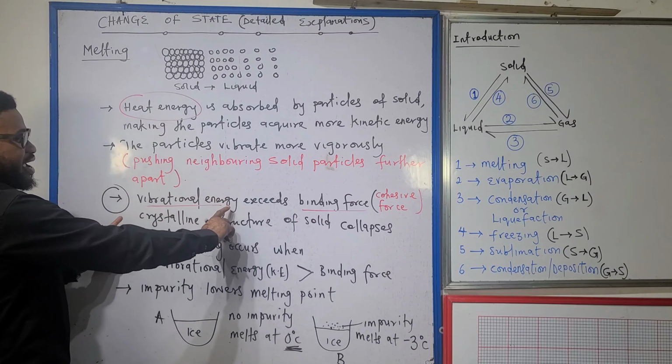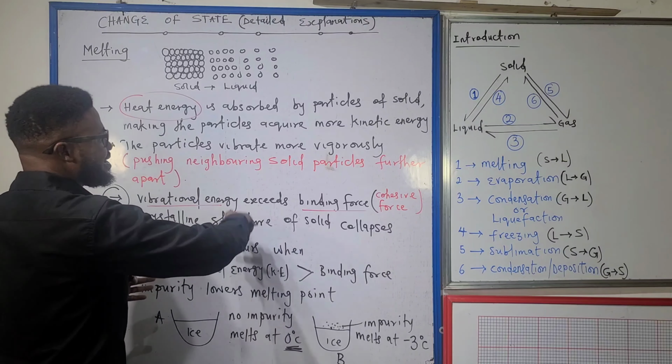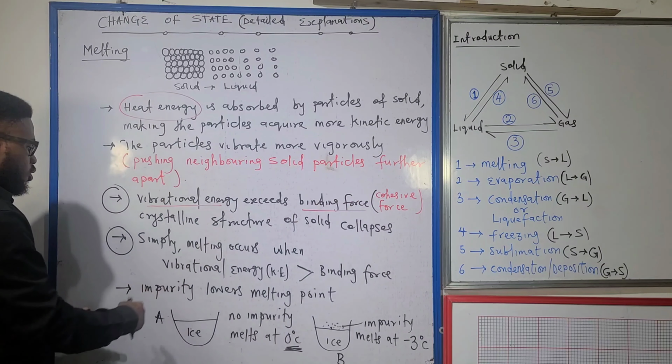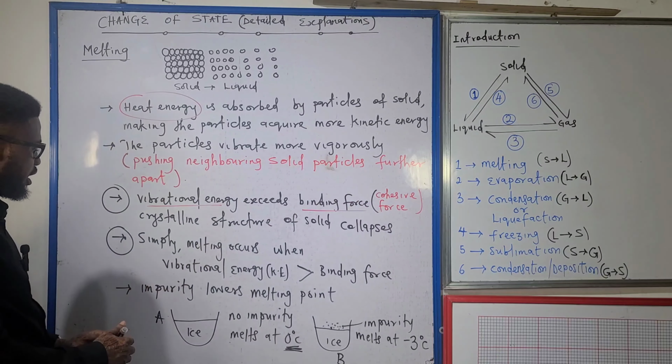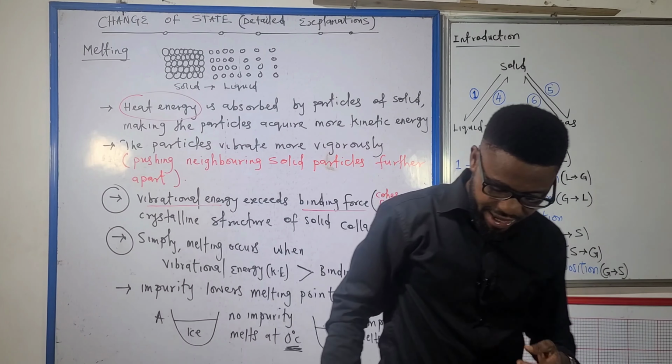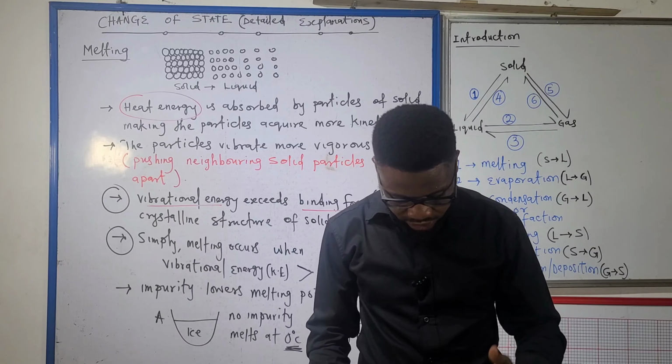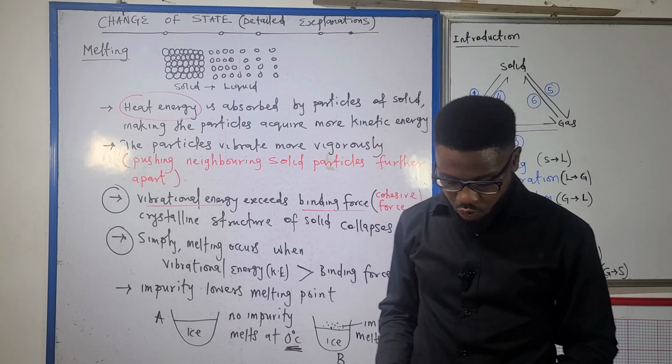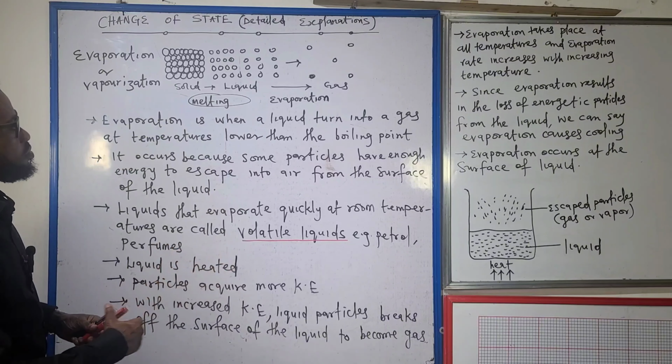When vibrational energy or the kinetic energy exceeds the binding force. Also take note that impurity makes ice melt very quickly, even before it attains the melting point temperature. So invariably we say it lowers the melting point.